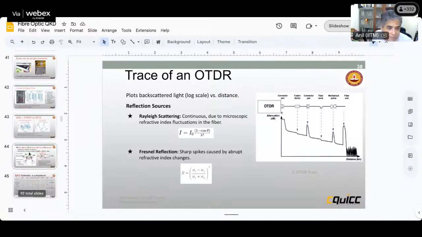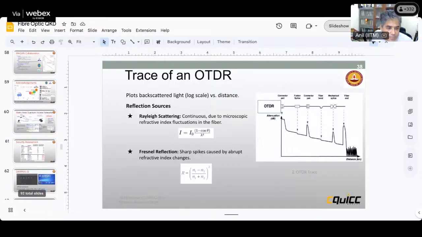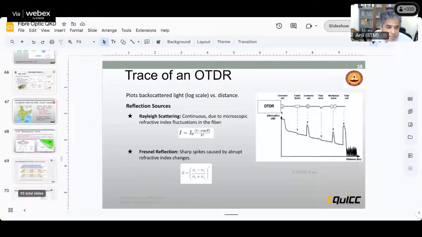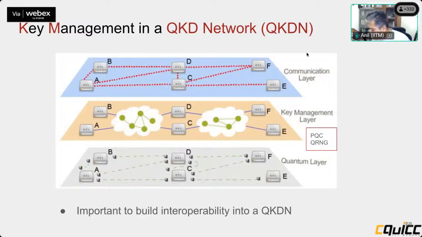Okay. Let's take a look at something like this. This is another picture of a QKD network showing how the keys get managed. At the bottom is the quantum layer. In the middle is the key management layer, and the top is a communication layer. And there is this notion of using random number generators and cryptography, post-quantum cryptography, which is actually classical, and which lies somewhere between the quantum layer and the key management layer.